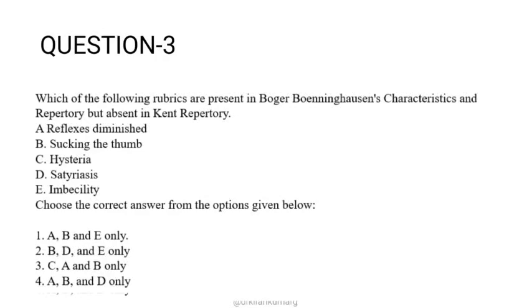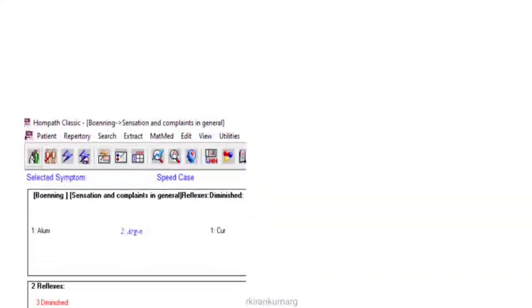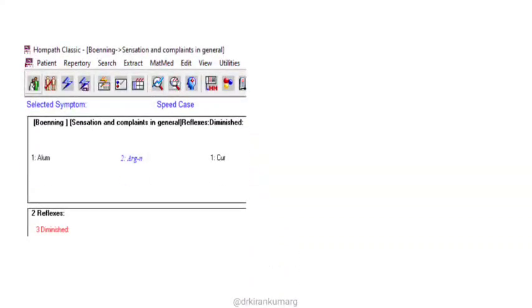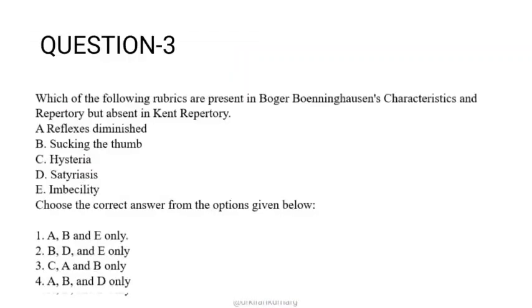Okay, so there are 4 options given. Let's see in which chapter the right rubric is actually given. In the BBCR chapter, under sensation and complaints, there is a rubric reflexes diminished, so that option is ruled out. Reflexes diminished is present in the BBCR chapter.